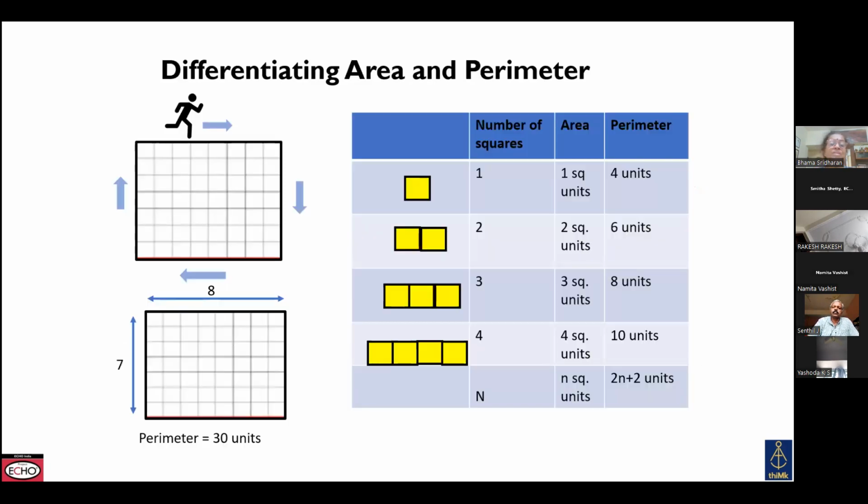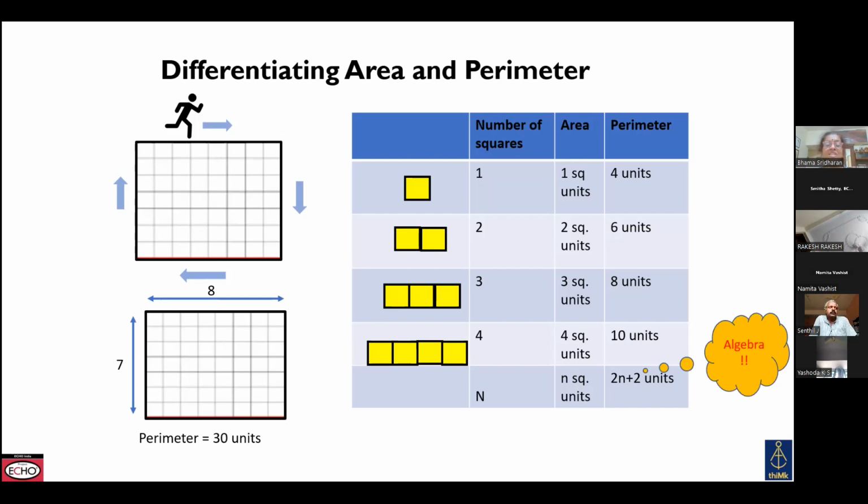And in order to differentiate between area and perimeter, this is a very nice activity. You take unit squares again, put them together, right? So you have one unit square, the area is of course one square unit, and then the perimeter is 4, assuming the length of the unit square is 1. You put two square units together, the perimeter is going to be 2 plus 2 plus 1 plus 1, that is 6. 3 squares together, it's going to be 8. And you can continue like this. And ask them to once again generalize.